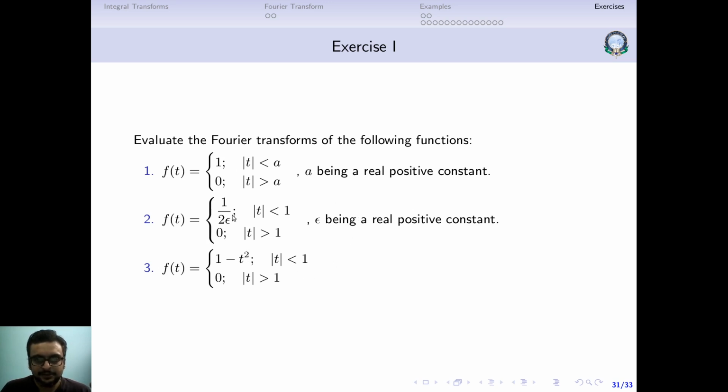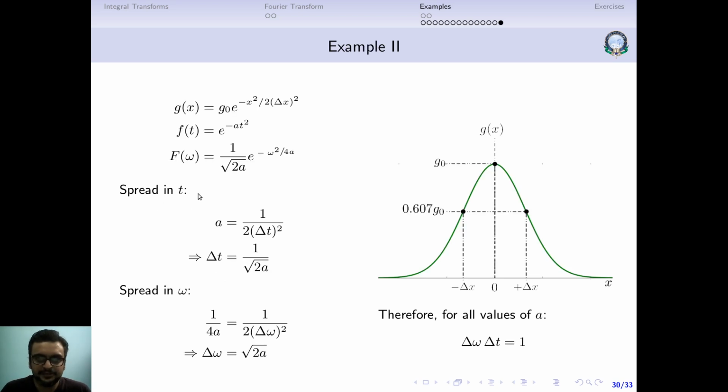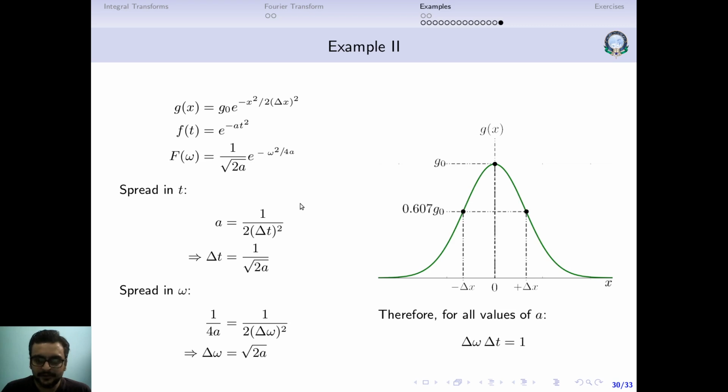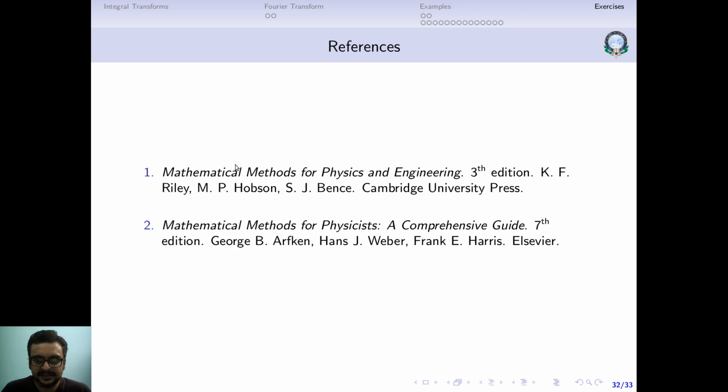So please do these problems with the same approach as we followed in the previous 2 problems. These are the books that I have referred to. I was talking about Heisenberg's uncertainty principle; there is a very beautiful discussion on it in this book by Riley, Hobson and Bence. I suggest that you go through this.